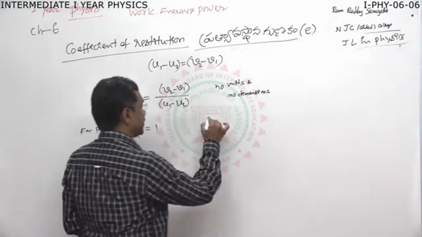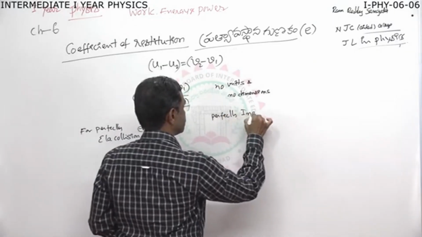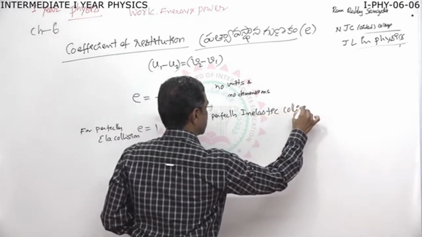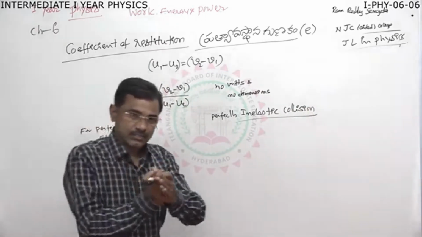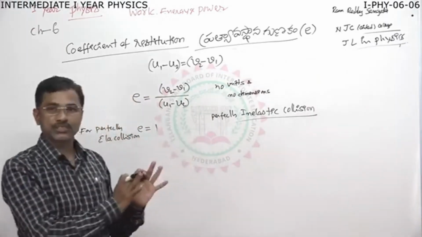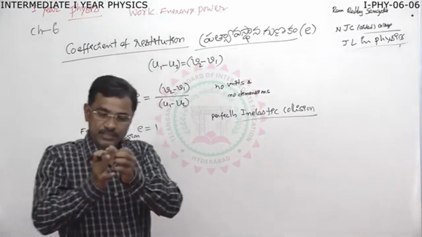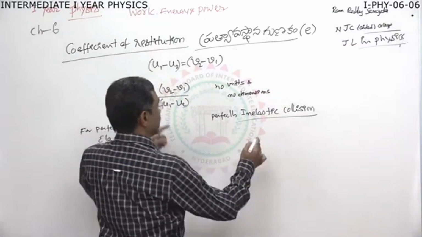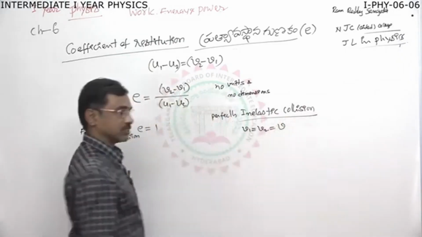And if it's a perfectly inelastic collision, as we already discussed, they collide, stick together, and move with some common velocity. So that means after collision, both the bodies will move with the same velocity. So in case of perfectly inelastic collisions, V1 will be equal to V2. Both will move with some common velocity.